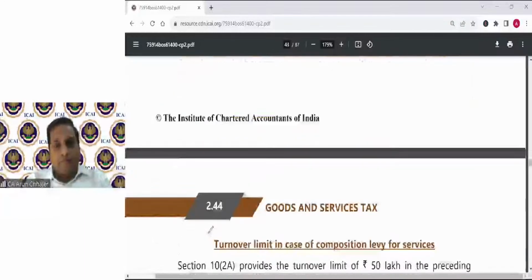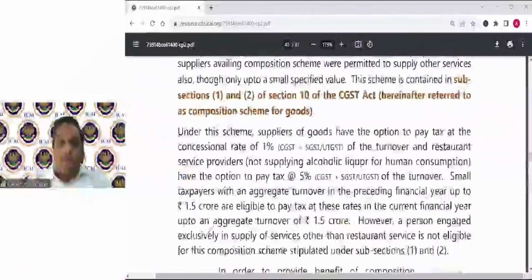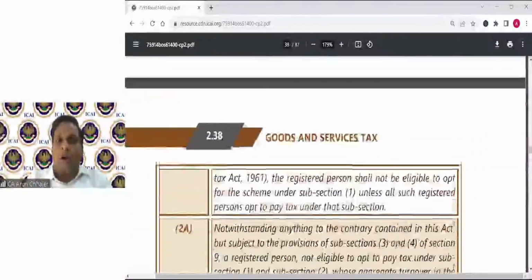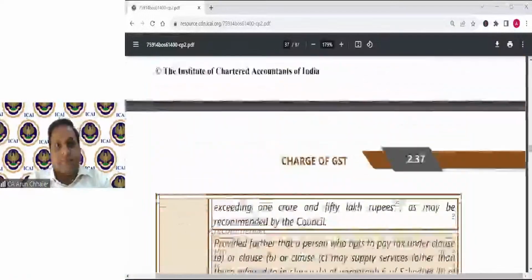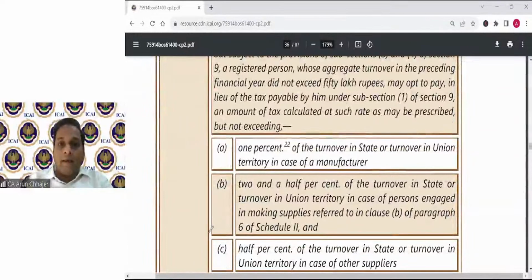Let me first complete section 10. Then we will be able to proceed further, because it talks about a lot of things. Now it says that may opt to pay. May means it is an optional scheme. It is not mandatory. If you would like to go for the regular category, you can go. If you would like to go for composition, you may go.